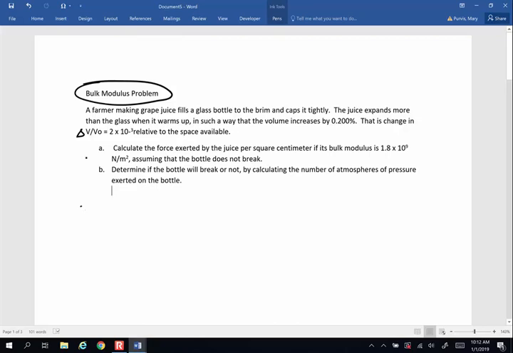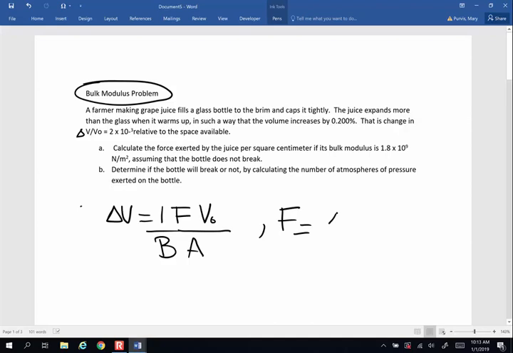Here is the equation for bulk modulus. The change in volume of an object is going to be 1 times the force times the original volume divided by the bulk modulus and the surface area under discussion. We want to solve for force, so force is going to be equal to the change in volume compared to original volume times the bulk modulus times the area.